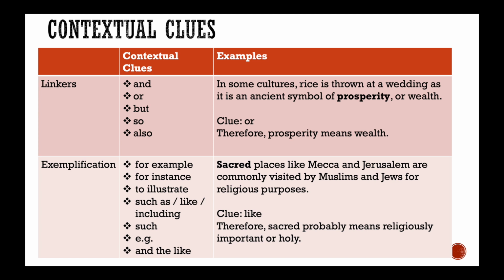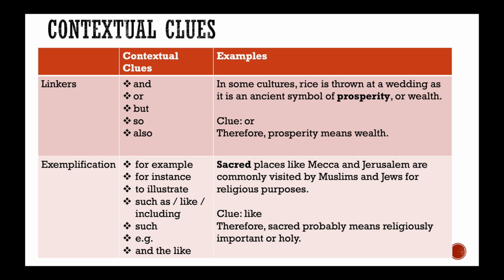Please note that we usually use or with a comma when we are giving the synonym of the previous word. So, in this case, prosperity, comma, or wealth means that comma or gives us the synonym of prosperity.